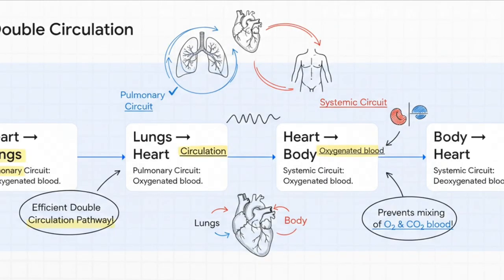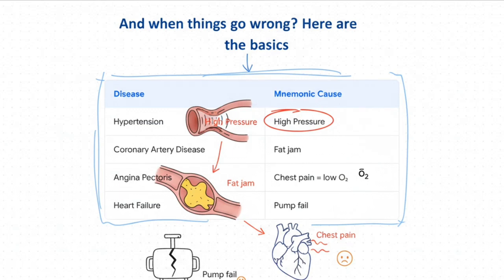Our bodies use an incredibly efficient system called double circulation. Basically, there's one circuit that goes from the heart to the lungs and back. That's pulmonary circulation. The other circuit goes from the heart to the whole body and back, and that's systemic circulation. So what's the big deal? The main advantage is that it prevents oxygenated and deoxygenated blood from mixing. It's super, super efficient.